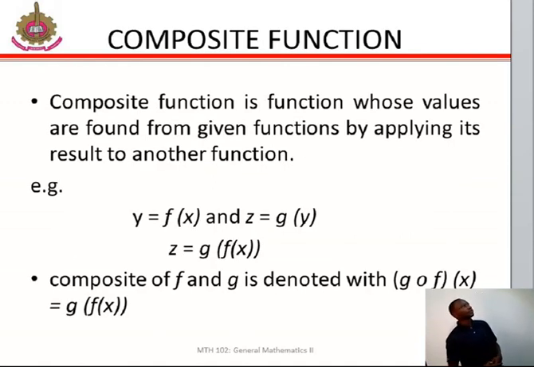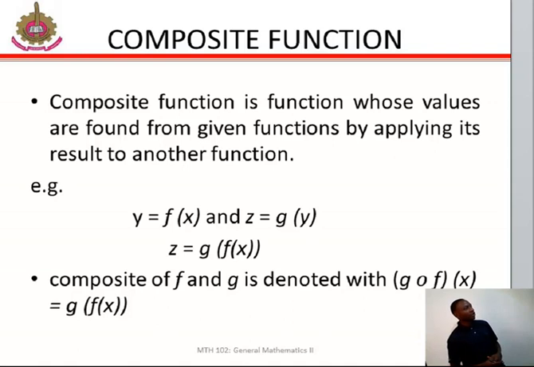Composite function. Like we have defined earlier, a composite function is a function that uses the result of one function as an input for another function. Like you can see on your screen, when we have y equals f of x and z equals g of y, you plug f of x into g. So you are going to have z equals g of f of x.